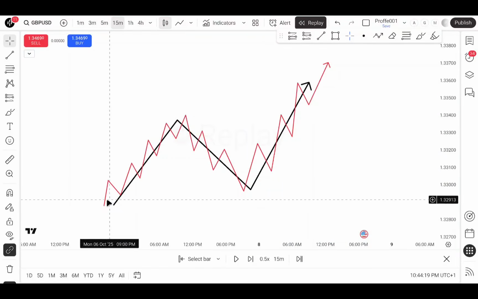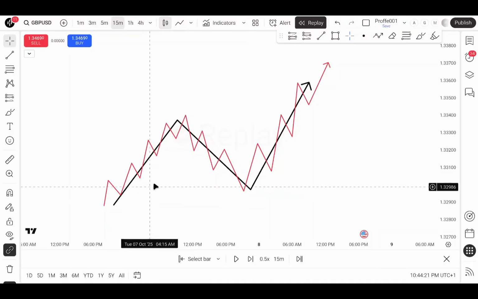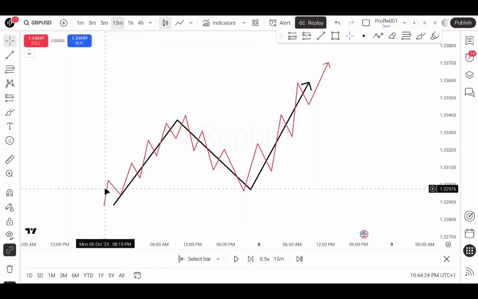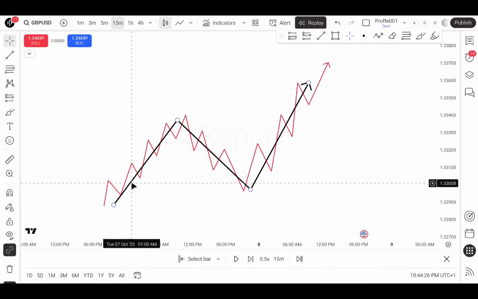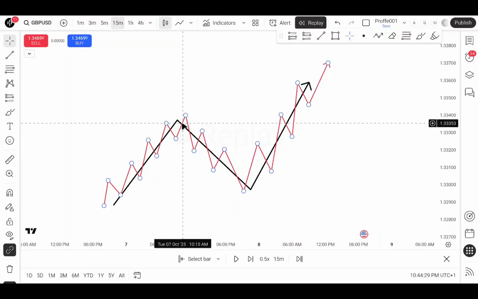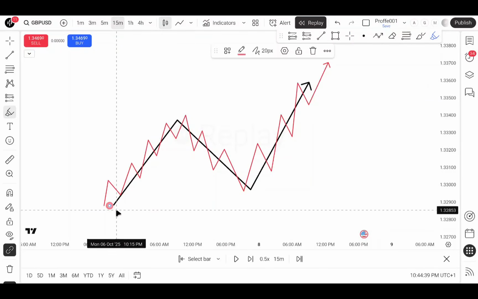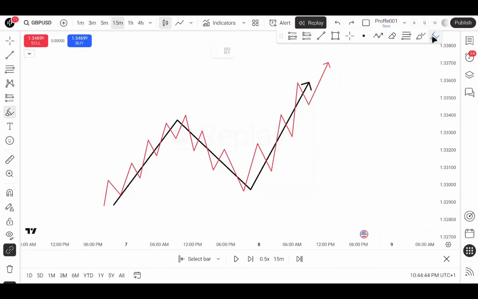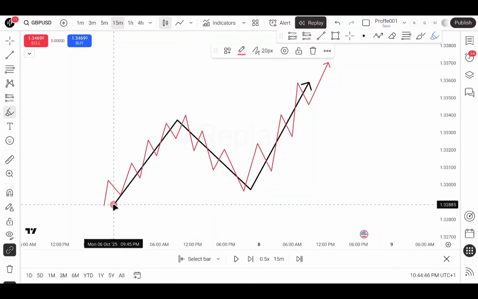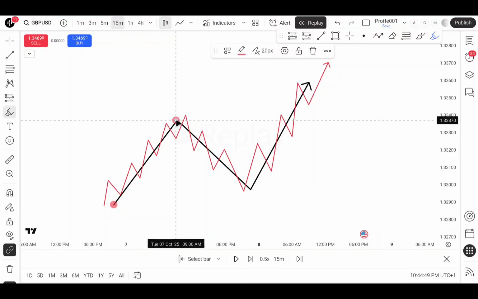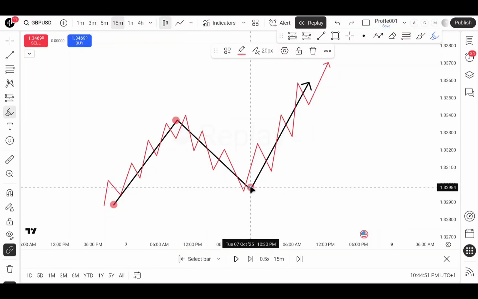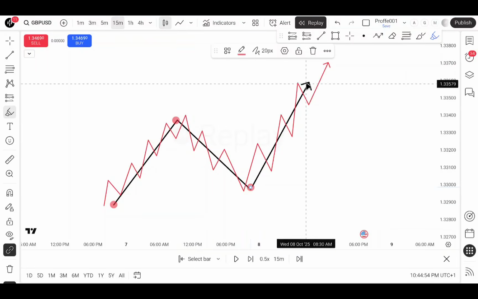Beautiful. Let's take the black line to be a 4 hours time frame line. Let's take the red line to be a 15-minute time frame line. Now, taking an example from the explanation I gave you earlier, you will notice that we have a low, we have a high, and we have a pullback. Simple, right? Then we have a higher high.